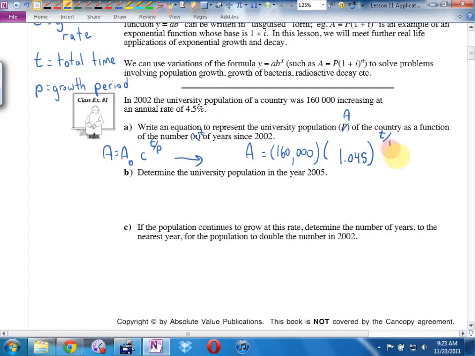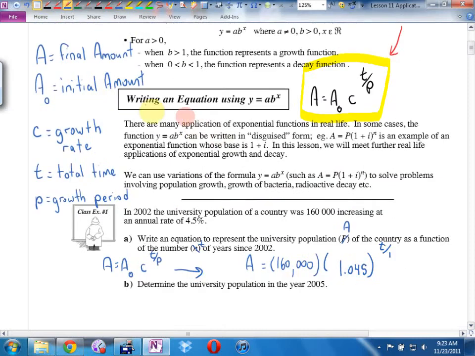Okay. B says, determine the university population in the year 2005. What do they want me to determine, Shannon? Read. Which of these is the final university population? You wrote this down, didn't you? So what does the A stand for? Look at your notes. What did you write next to the A? Wouldn't that be the university population? They want us to find A.